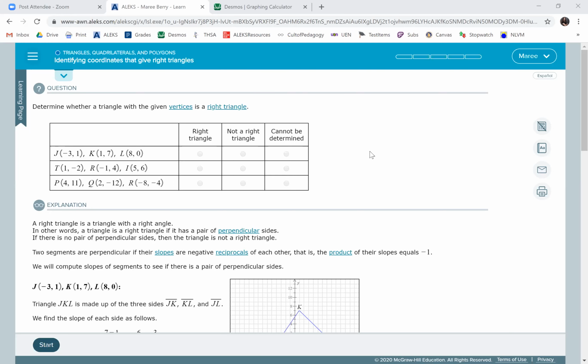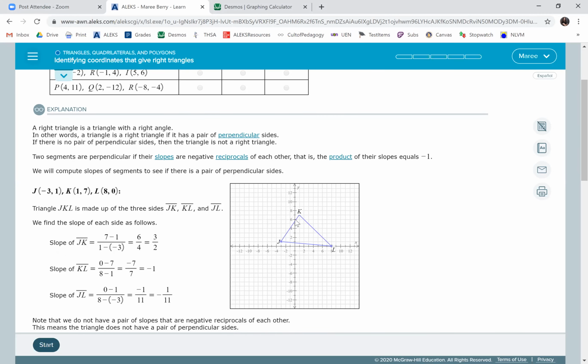So this first one they graphed, it looks like JKL is a right angle. So that's the one you're going to check. They check them all, but I think that's ridiculous because these don't look like right angles at all. So I would only find the slope of JK, which is 3/2, and find the slope of KL, which is -1. In order to be 90 degrees, they have to be opposite reciprocals. If this was -2/3, then it would be a right triangle because that would be 90 degrees. So this one's not a right triangle.